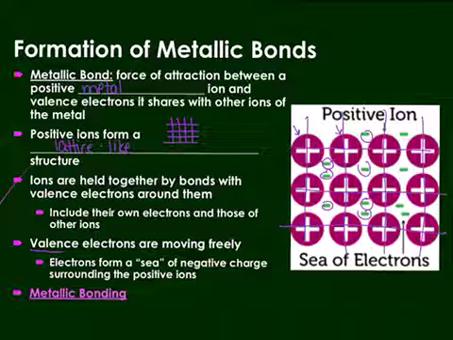These valence electrons are not held tight. They're actually moving freely. And so we refer to this as a sea of negative charges surrounding the positive ions. So these electrons are just floating around. They're not just staying here. They could be moving here to the left. They could go up. They could go down. They're just moving about in between those positive ions.